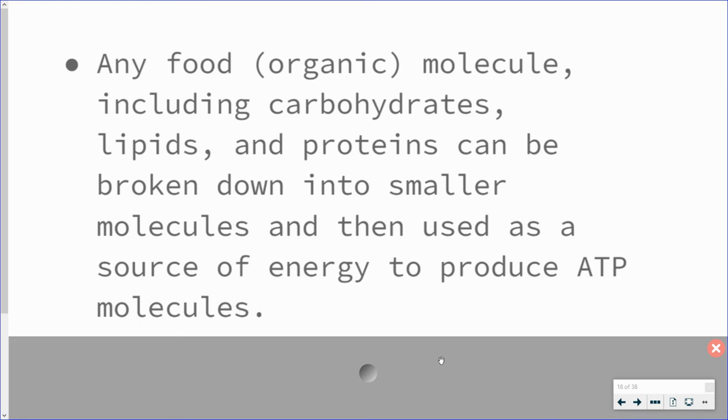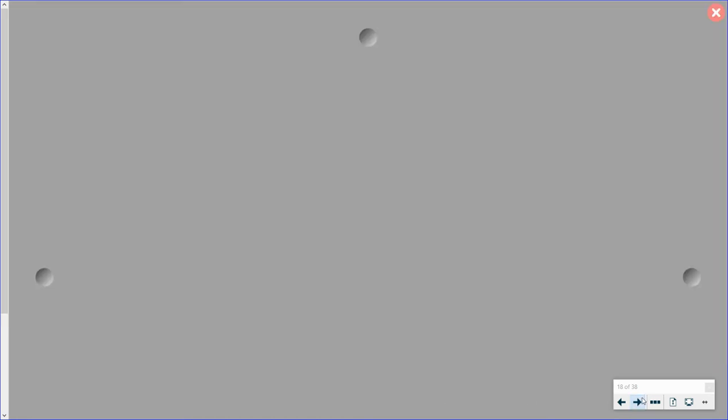Our lipids come from fats and oils. So if you eat a steak, there's fat in it. The fats in there have to be broken down into glucose. And the protein we get from meats and beans, again, has to be changed into glucose to drive this respiration process and produce ATP molecules.